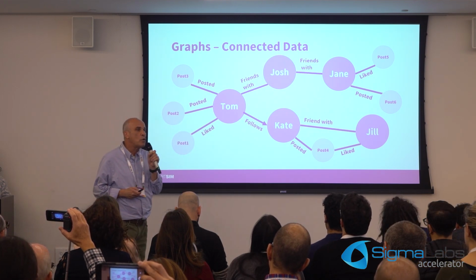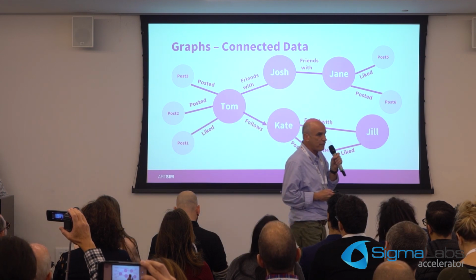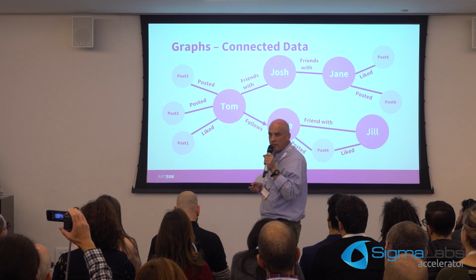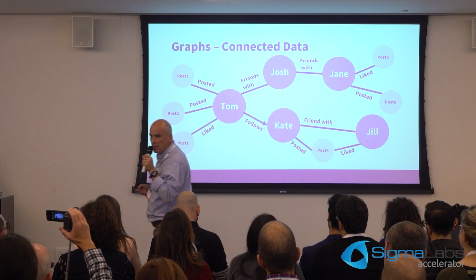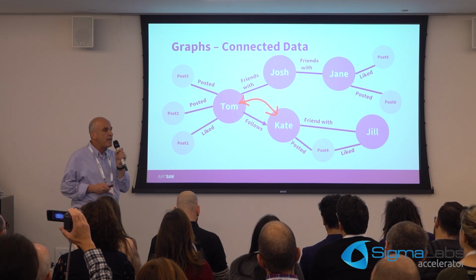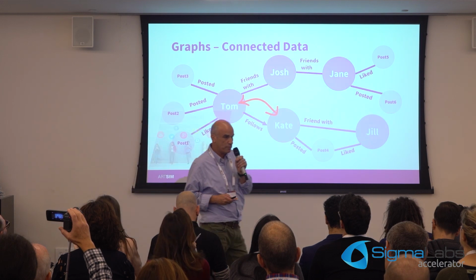So consider your close group of friends. They can be described as a graph, a type of data structure, where objects or nodes are connected through relationships or edges. For instance, if Tom follows Kate, Tom and Kate are the nodes, and follows is the edge.